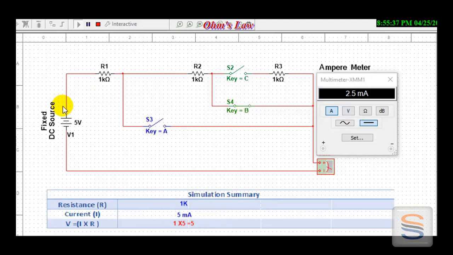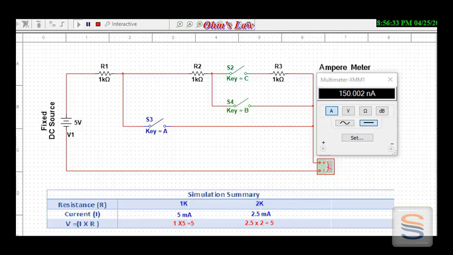In this case the path of current is shown by these red arrows. So we see two 1 kilo ohm resistors, R1 and R2, are in the way of this circuit and the amount of current drawn by this circuit is 2.5 milliamperes. And similar to the first case, the product of current and the two resistors R1 and R2 is equal to the source voltage.